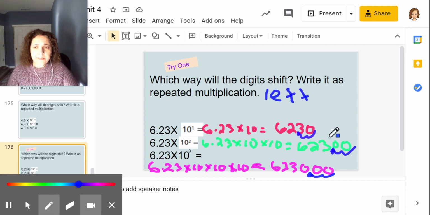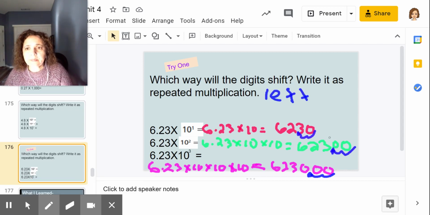Okay, so I wrote it down. I paused it because my pen stopped working, and believe it or not, it's easier for me to write with the pen. It's harder for me to write with the mouse. It takes me way longer. So they shifted to the left. This one shifted over one place. This one shifted two places because I have two tens, and this one shifted over three places because I have three tens.